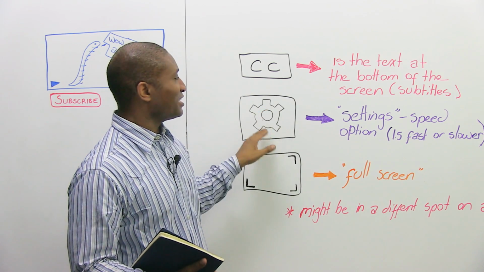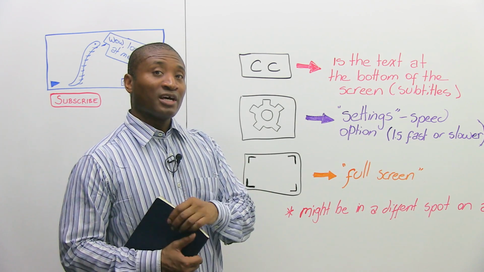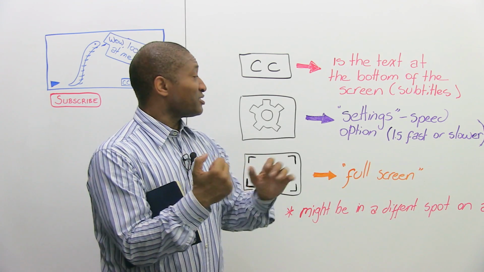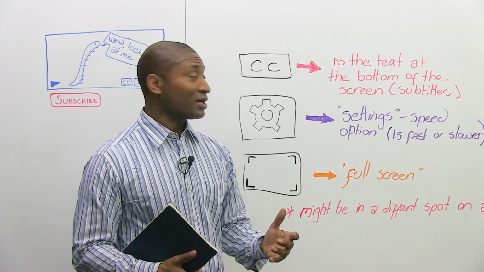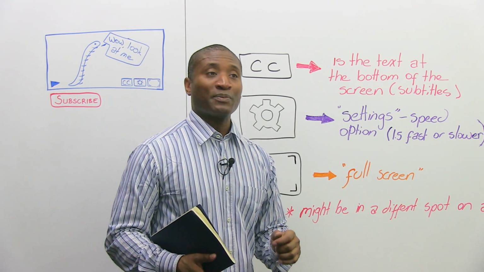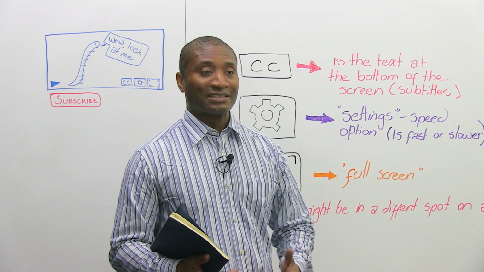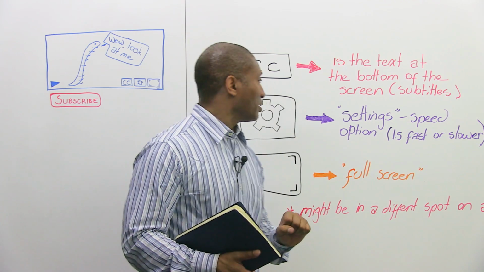The next one is this funny looking thing. It's called a gear. If you know anything about watches or cars, these are the things with teeth that join and they move. Why do they move? Because they have several operations. The one operation we want to talk about is actually the speed setting. This is especially good for people who want to increase their comprehension or improve on their listening skills.